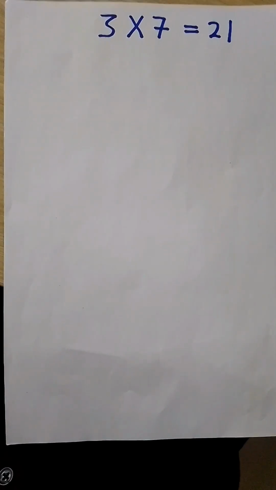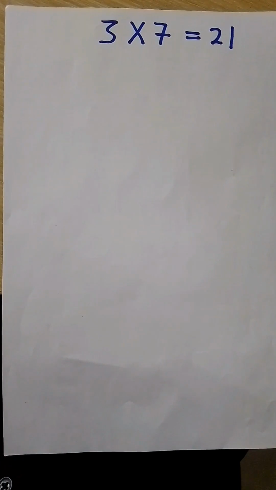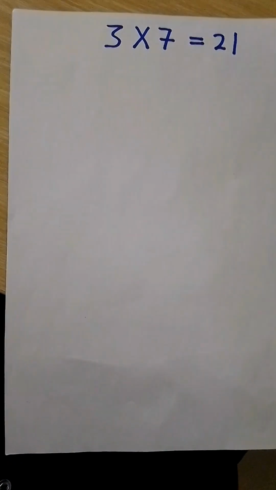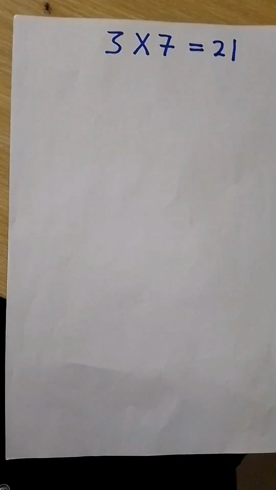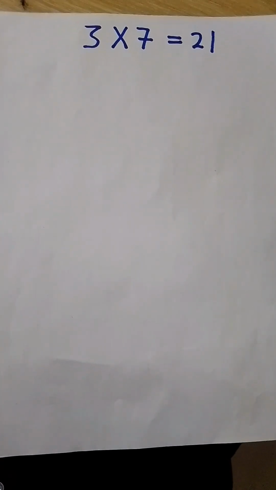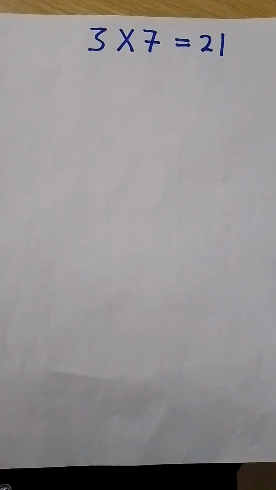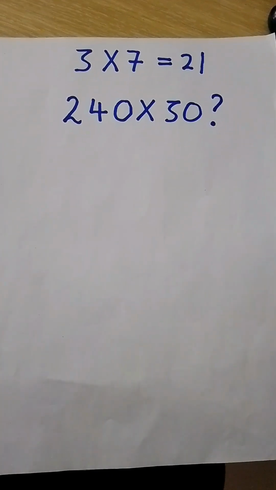However, take note that the multiplication table doesn't deal with huge numbers. It only deals with small numbers. So how do we go about multiplying huge numbers, say like 240, for example, times 30? How do we go about multiplying that?